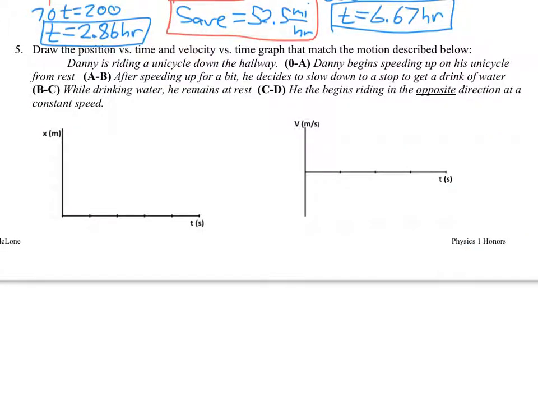All right, for this last one, on this page we have a description of a motion, and we need to draw both the position versus time and velocity versus time graphs that match it. So I'm just going to take this one part at a time here.